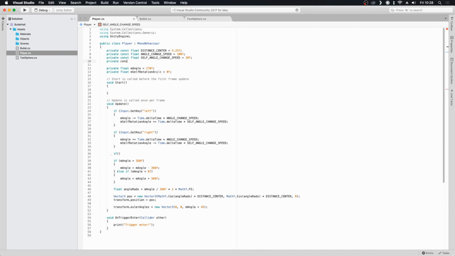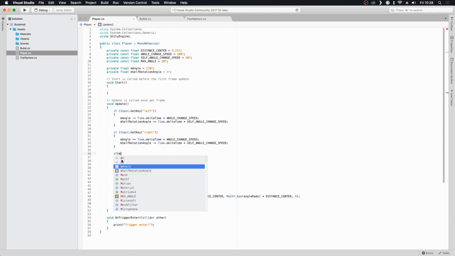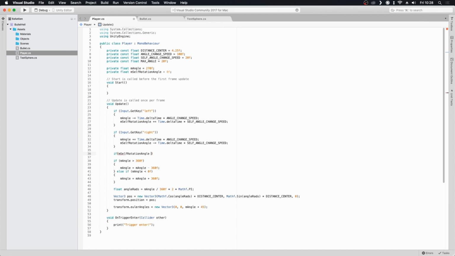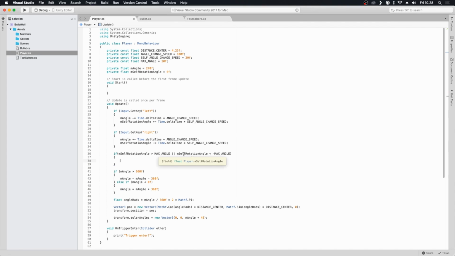So my maximum angle is 20. This needs to change very fast, so this speed probably needs to increase a lot. So if this angle is greater than that, oops. Oh no, I need to do these separate.